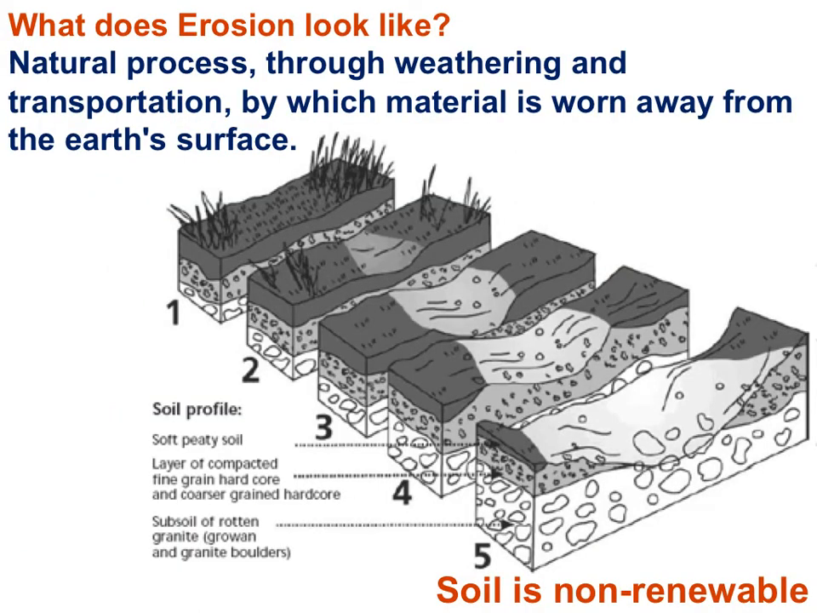What does erosion look like? Erosion is a natural process where, through weathering and transportation, material is worn away from the Earth's surface. Take some notes on this definition. Now, in this diagram, the x-axis here is time, and over time, you can see the progressive loss of material, the erosion of soil due to wind or water.